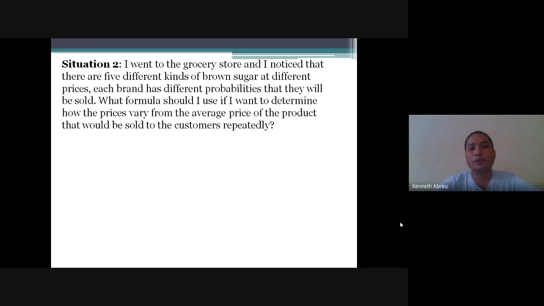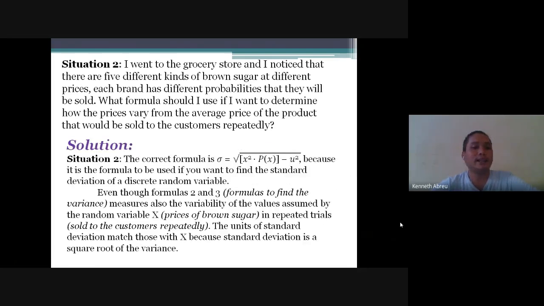If we are going to find the variation, the appropriate formula to be used would be the formula for finding the standard deviation, because it is the formula to be used if you want to find the standard deviation of the discrete random variable. If we are going to find the variability of the prices of those 5 different kinds of brown sugar, we are going to identify its standard deviation.